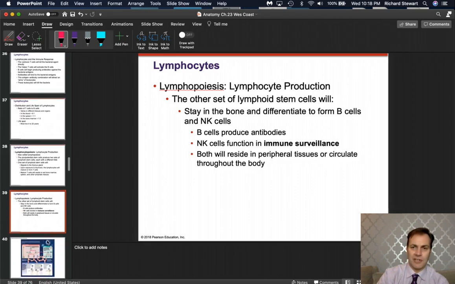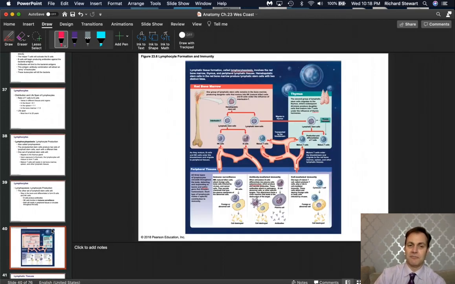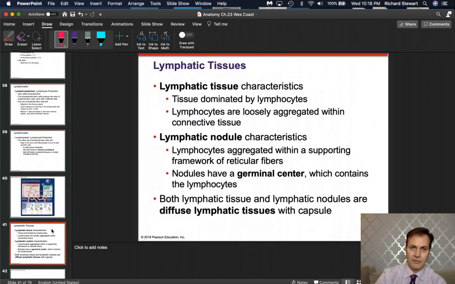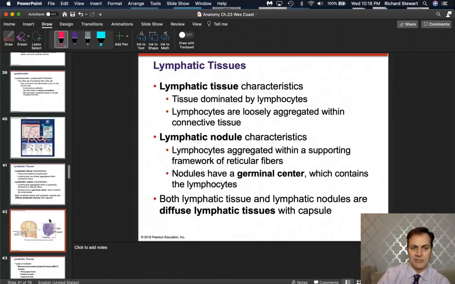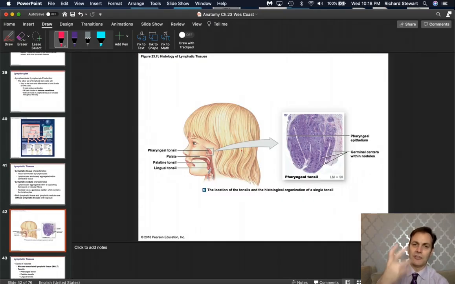As far as the proliferative and all that stuff, same as with the other, we already talked about that. Lymphatic tissue, tonsils. Pharyngeal tonsils, that's the top roof of your mouth. Palatine is in the back, right on your soft palate. Lingual is underneath your tongue. Adenoids are in your nasopharynx.